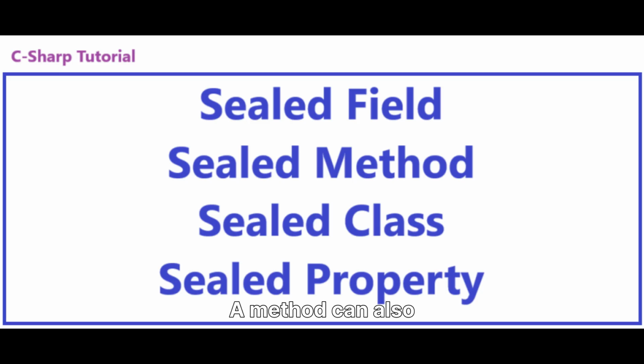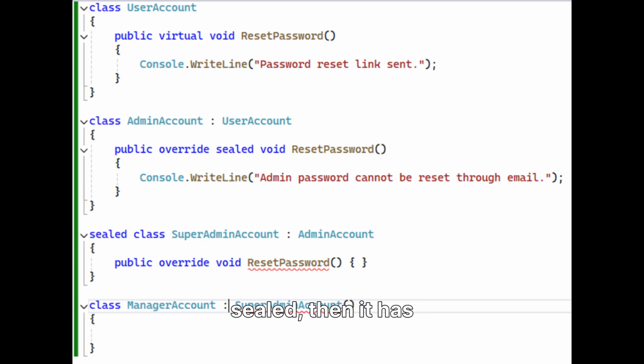A method can also be sealed, and in that case, the method cannot be overridden. However, a method can be sealed only in classes where it has been inherited. If you want to declare a method as sealed, then it has to be declared as virtual in its base class. This ensures a clear chain of command for method behavior.